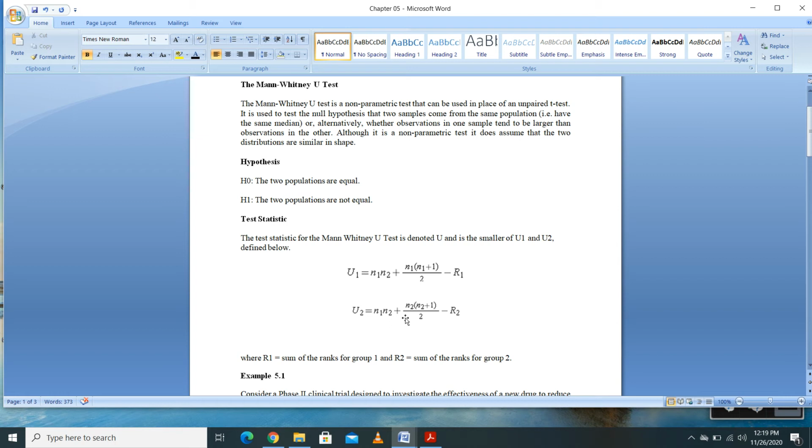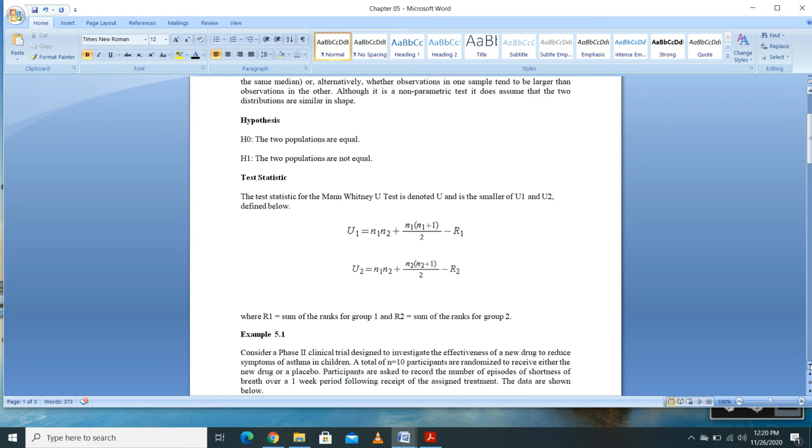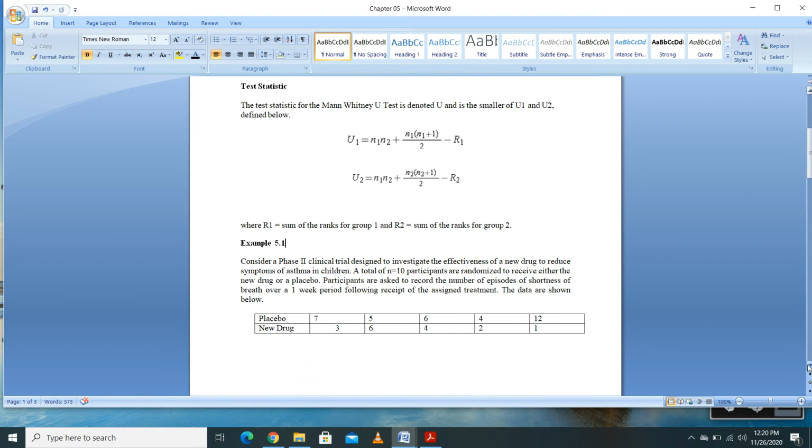So if you look at these two equations, you have N1, N2. N1 is the sample size of the first sample, N2 is the sample size of the second sample. R1 is the summation of the ranks of the first sample, and R2 is the summation of the ranks of the second sample, right? So let's see how we can conduct this test, right? Let's have a look at this.